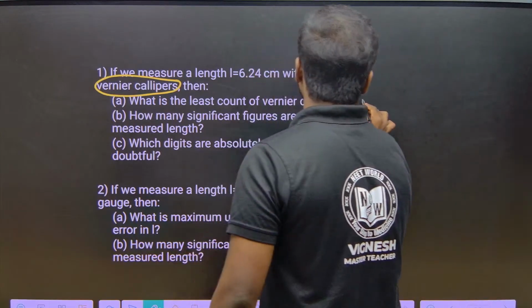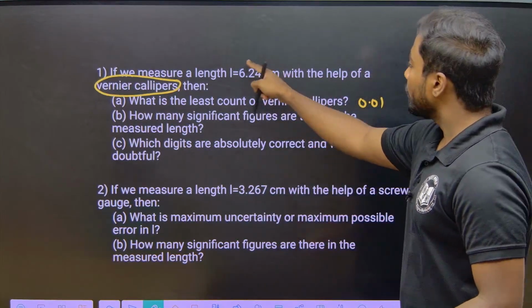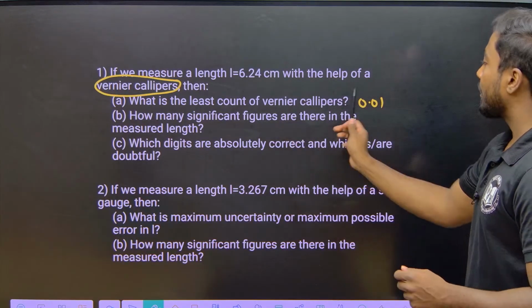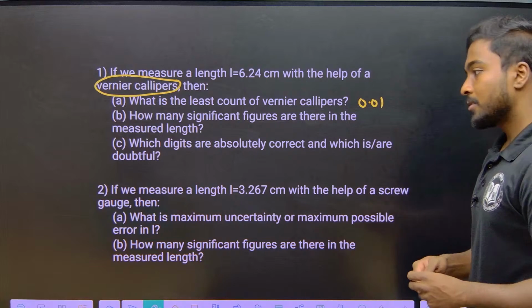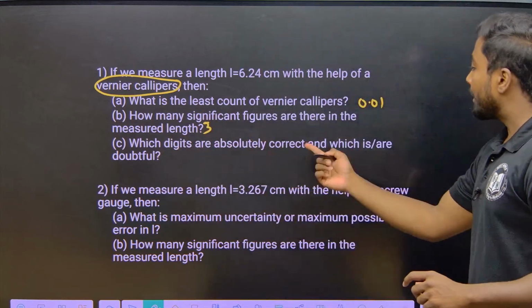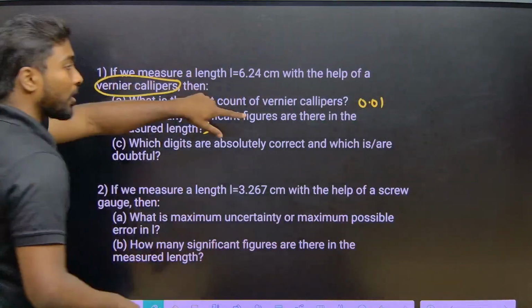0.01. 0.01 is the least count. So 6.24 centimeter, and 0.01 is the least count. So how many significant figures are there in the measurement? 3 significant figures. Which digits are absolutely correct and which is doubtful in this? 6 and 2 are correct.